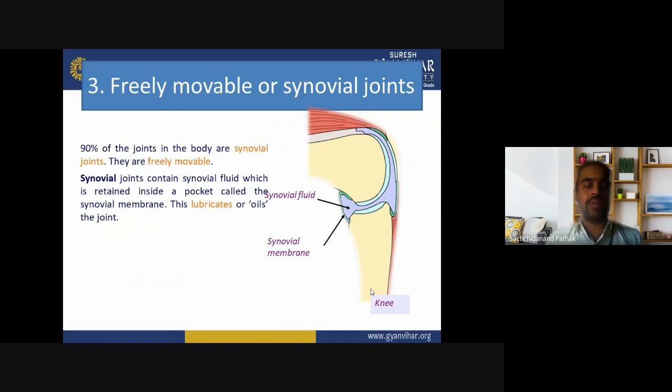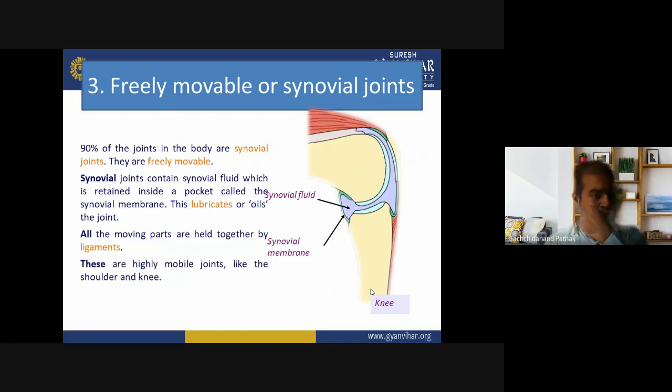Okay, because the fluid, the lubricant present in the synovial joint, is going to be destroyed, eradicated, decreased. So the bones rub against each other, which causes friction, and that causes the pain. All the moving parts are held together by the ligaments. These are highly mobile joints like the shoulder and knee. Just examples of freely movable or synovial joints are the shoulder and knee.